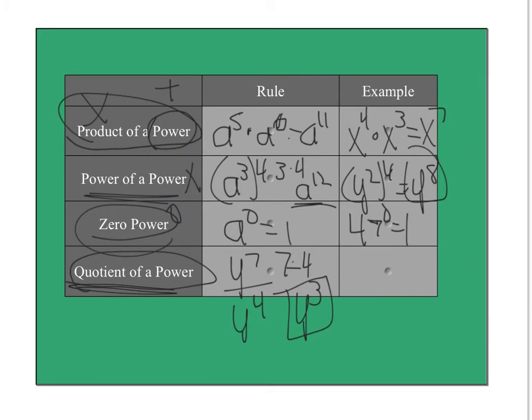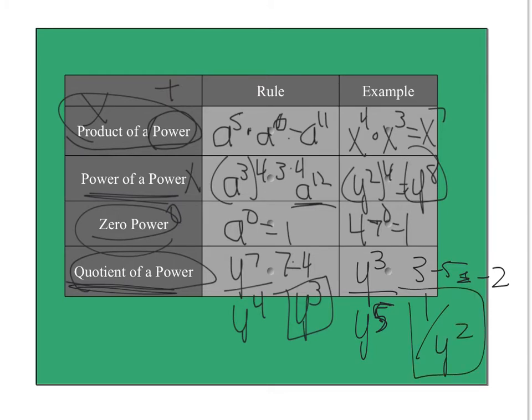But what you have to remember is that if I've got y to the 3rd over y to the 5th, and I subtract 3 minus 5, I get negative 2 for an answer. So that means it's going to be 1 over y squared. Notice it's positive in the denominator.